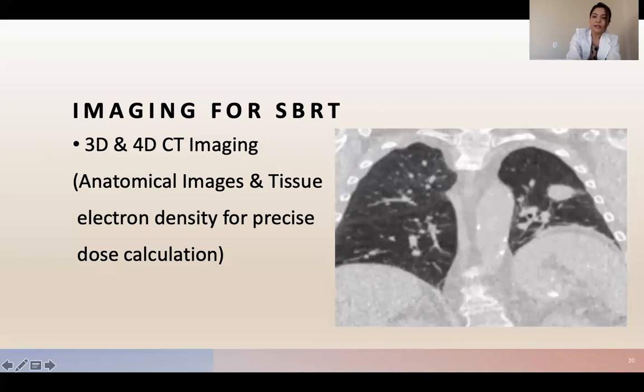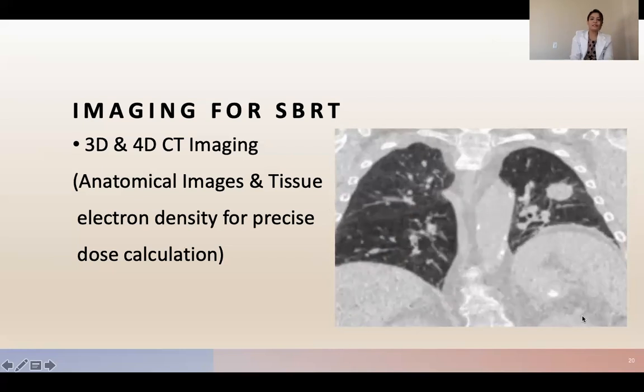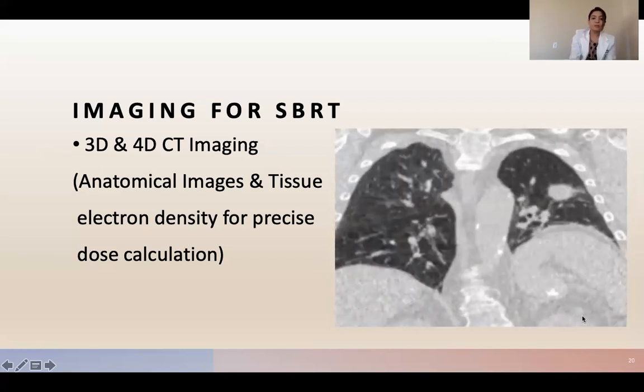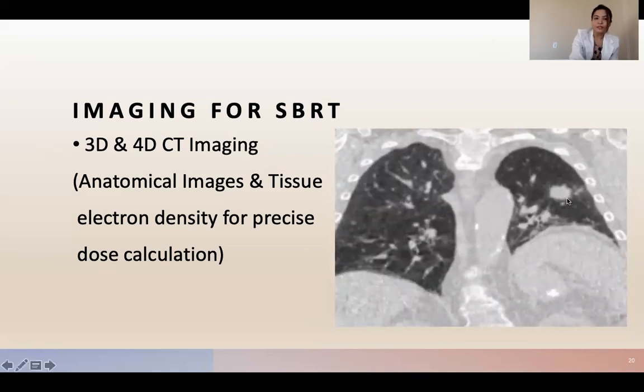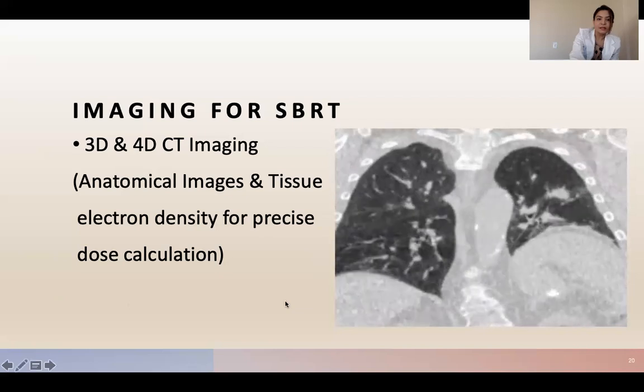With the imaging of the SBRT, 3D and 4D CT imaging is done to see the anatomical images and to see the tissue electron density for precise dose calculation. I have the coronal image of CT here. This is the 4D CT image, and we can see the bright spot corresponding to the tumor here. So 3D and 4D CT imaging is the best imaging to see the anatomical images again and the tissue electron density of the tumor.